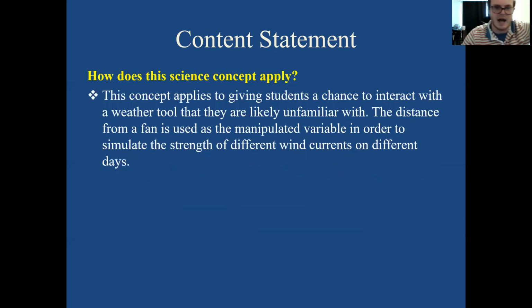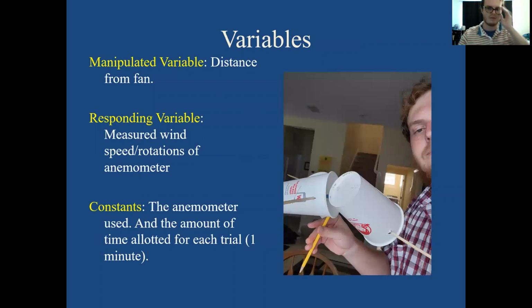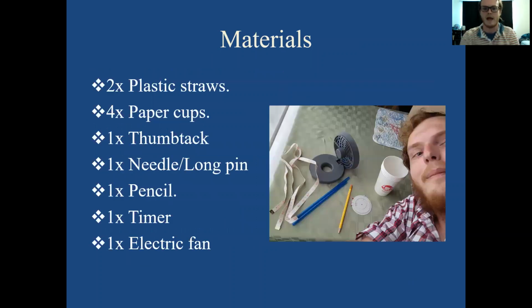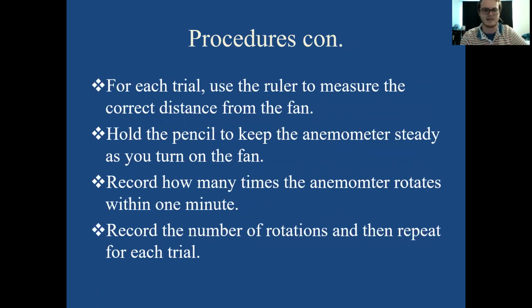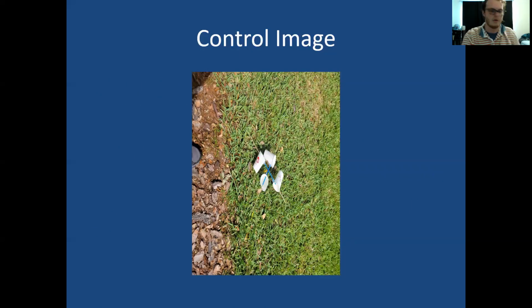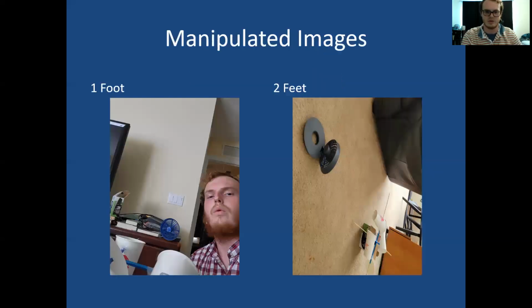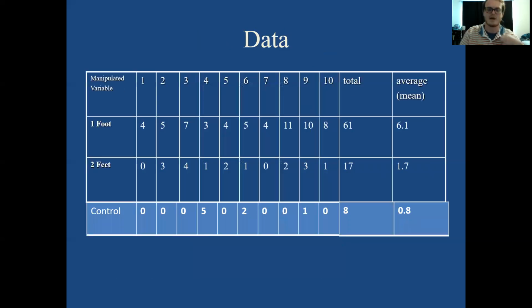So that is what I actually recorded here with my variables and all the materials that I had used in order to make it, including straws, the cups, as you saw, a little needle holding together, a pencil, and my little electric fan. And that's how you put it together. The whole point is that you use these so I could collect the data and see how many spins it did. Because for my experiment, I did a minute for each of the distances.